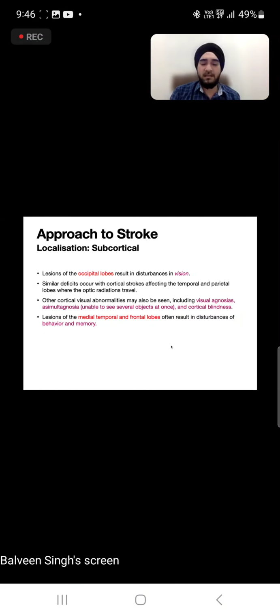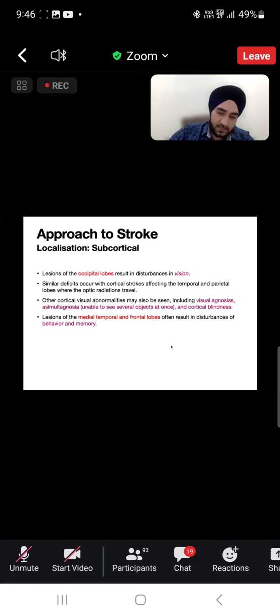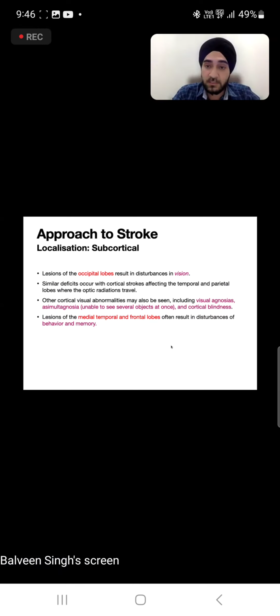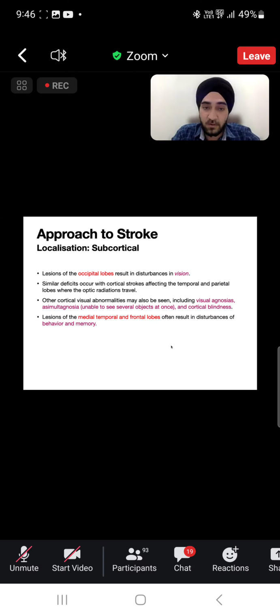These are all complicated things, but I will simplify it by just saying that cortical stroke, depending upon the area involved, will throw the symptoms. So the left frontal lobe has got a left frontal dominant set of functions. If there is a cortical stroke involving that, there will be dysfunction depending upon that area.